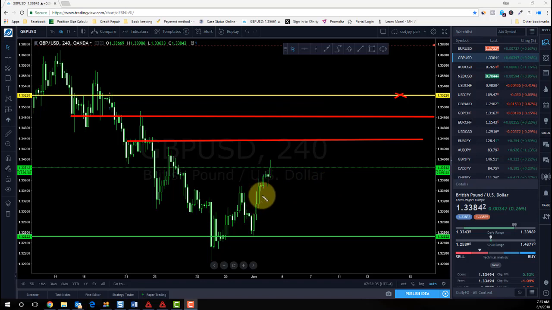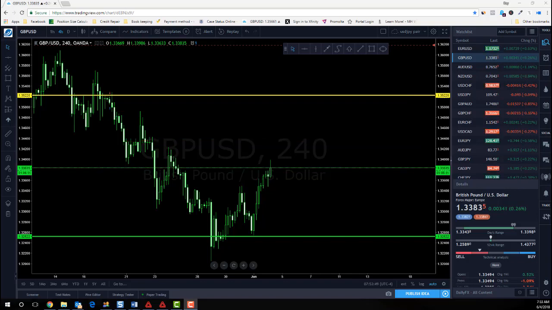So my bias of the market today is temporarily bullish, where we're looking for trading opportunities to go long into this area at 135.22, 135.20, and then we're looking to reverse the trade later on this week back to the downside.